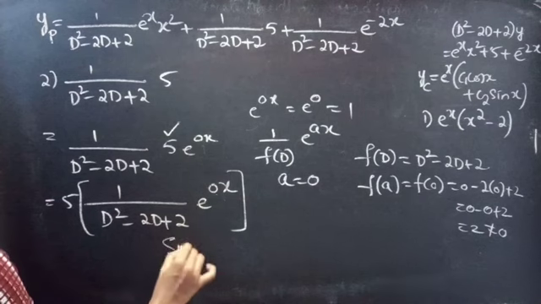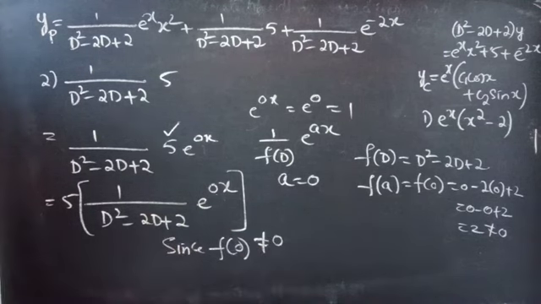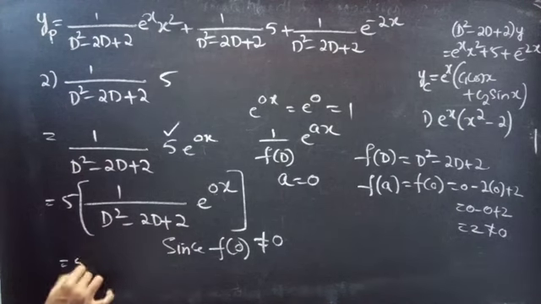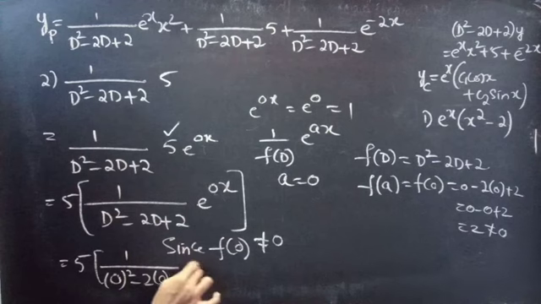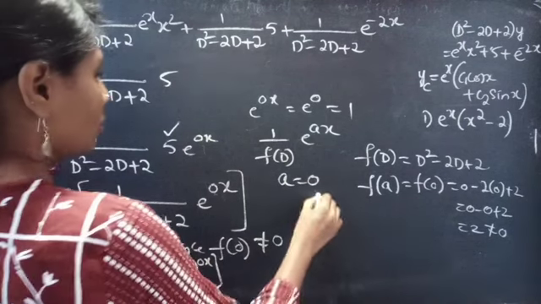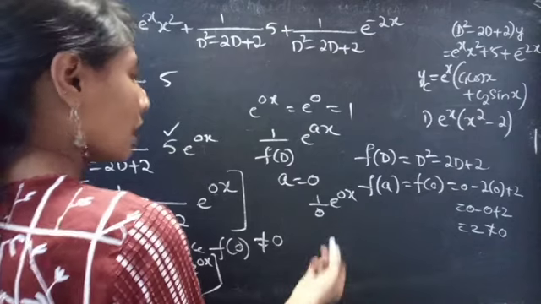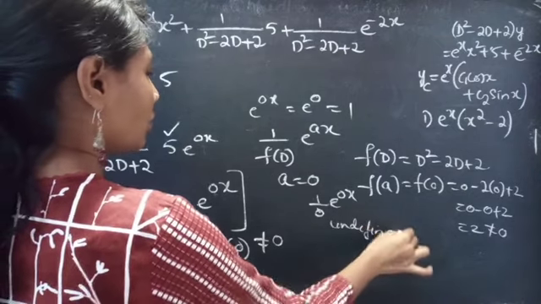Since f of 0 is non-zero, we can replace D with 0. Then we'll get 1 by 0 square minus 2 into 0 plus 2 into e power 0x. What happens if we get f of 0 is 0? We'll get 1 by 0 into e power 0x. Since 1 by 0 is undefined, the total term becomes undefined. So always remember that the denominator must be non-zero.